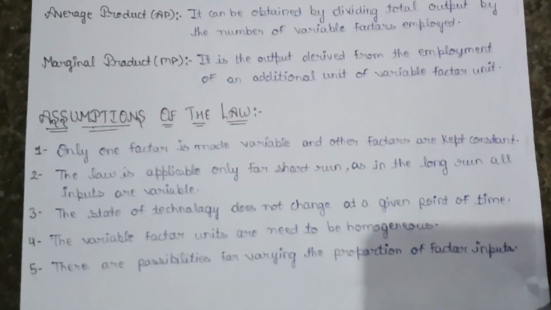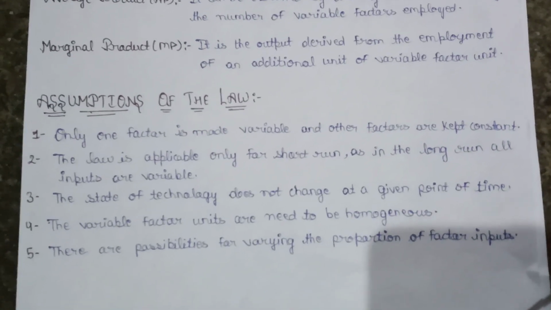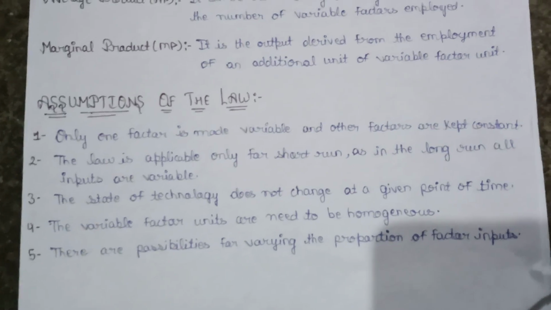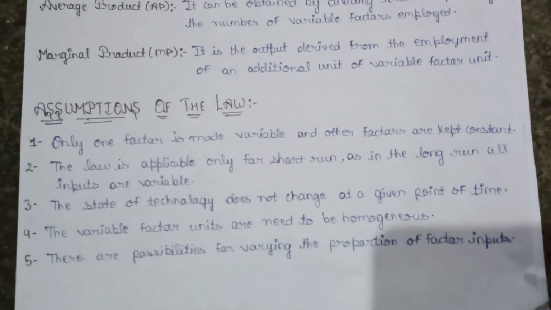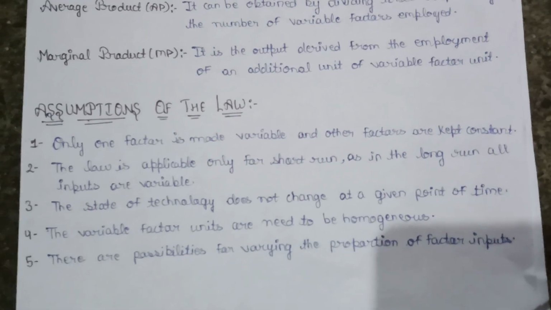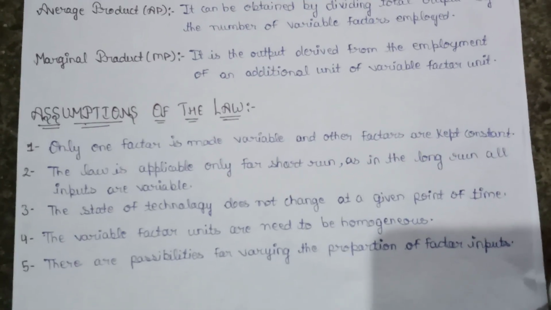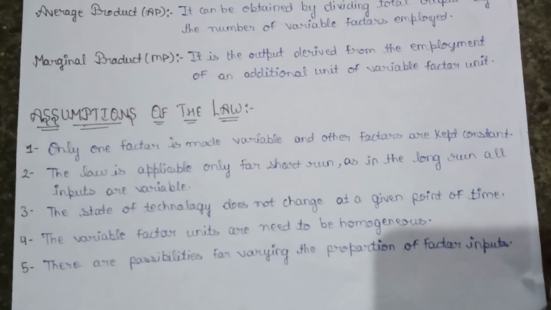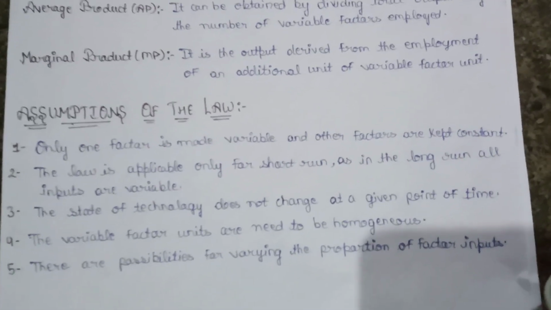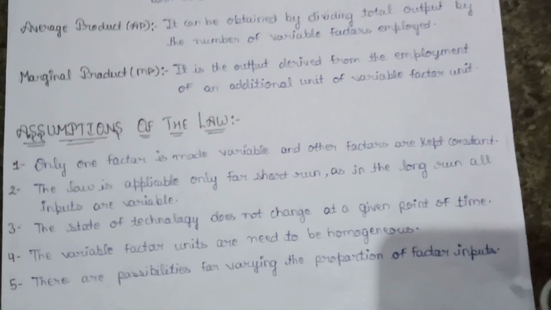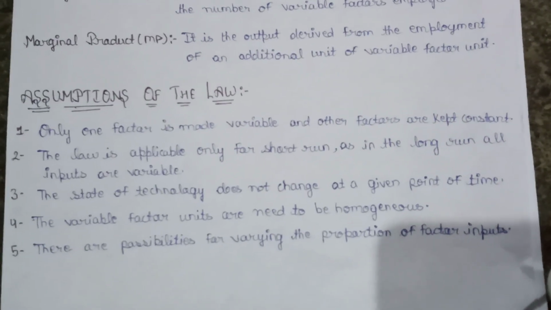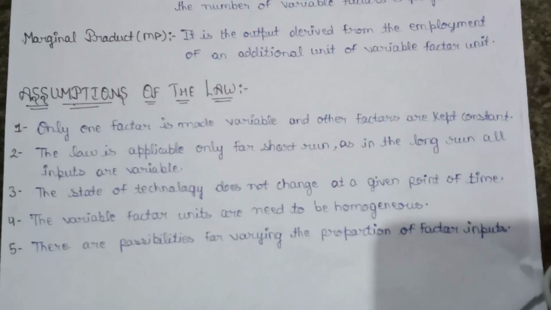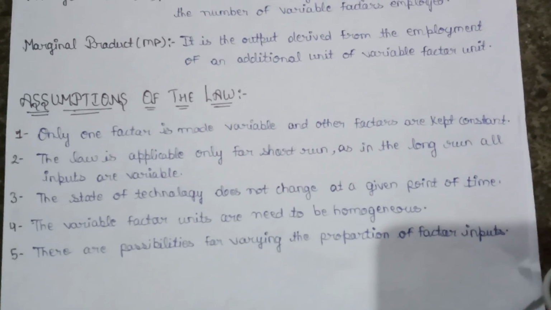Now discuss the assumptions of the law. Number 1, only one factor is made variable, keeping the other factors constant. It means that you can change only one input in the production of a good, keeping the other input goods constant. The law is applicable only for the short run, as in the long run all inputs are variable. It is more clear to all.